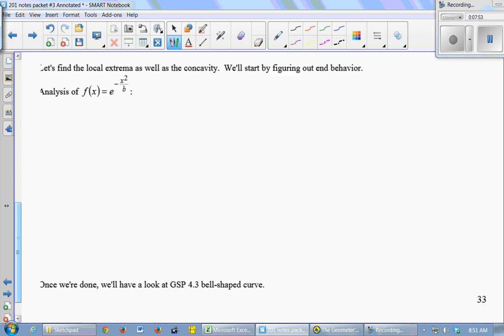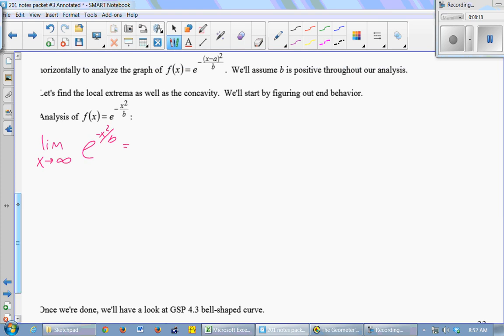Okay, so if I start by finding its end behavior, that means I want to find the limit as x goes to infinity of e to the negative x squared over b. So what happens as x gets very large to this function? e to that thing is going to get really, really small because it's e to a negative, right? And e to the negative x, you remember from a previous discussion, looks like that. And now we're going to square it, so it's going to go to 0 just even faster.